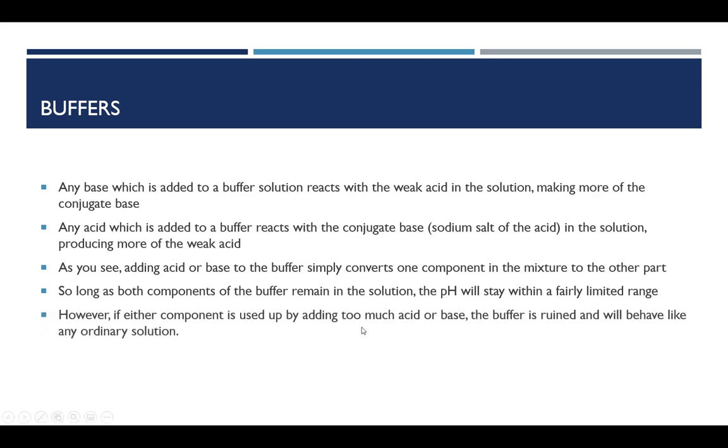Now, if we add too much acid or too much base, that will cause a problem in that it will completely exhaust one part or the other. For example, if I add too much base, that will react with all of the weak acid and leave only the conjugate base in solution. I will no longer have a buffer. So there is a limit to the amount of acid and base you can add, and we call that the buffer capacity of the solution. We're not going to explore that in any great detail in this class.